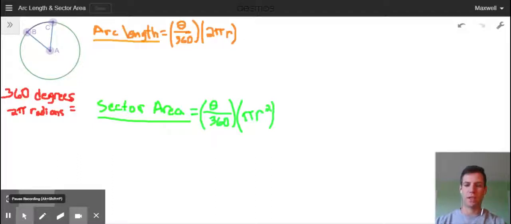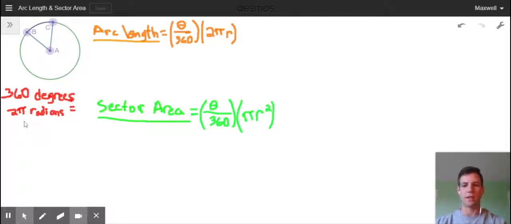Today we're going to be looking at arc length and sector area in more depth. We will start off by looking at their formulas, keeping in mind what we've established before, that 360 degrees and 2 pi radians are equal to each other. They are both a full circle.